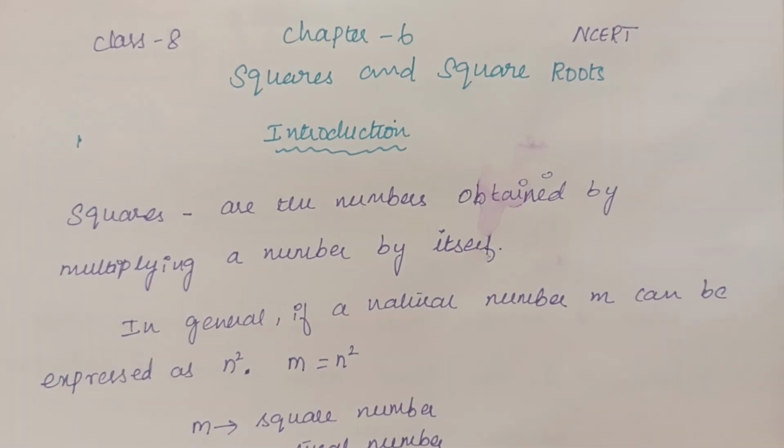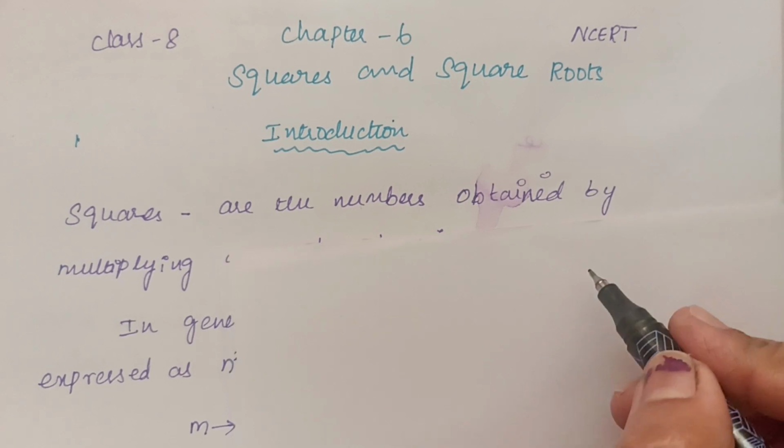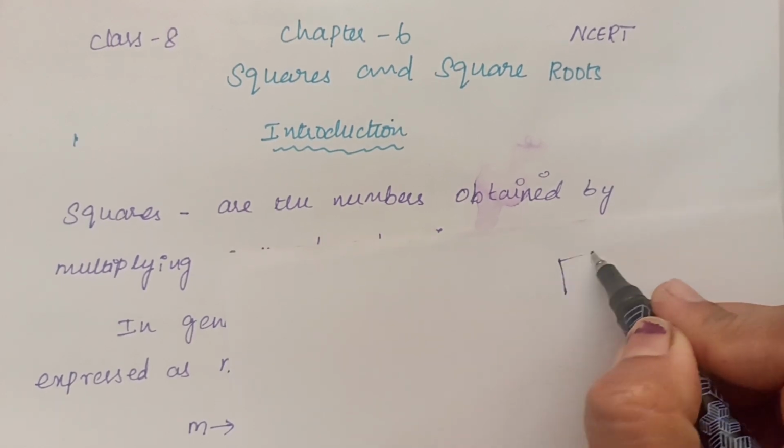Today we are going to learn chapter 6, squares and square roots. So we know what is a square. We have learned in geometry. So this is a square.